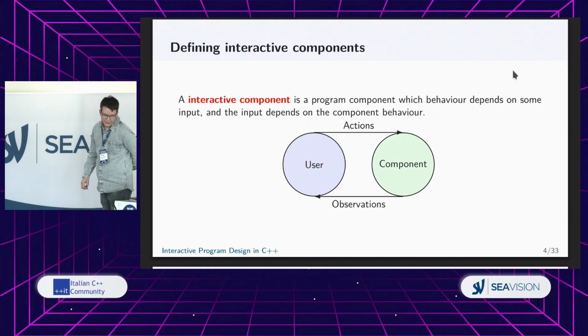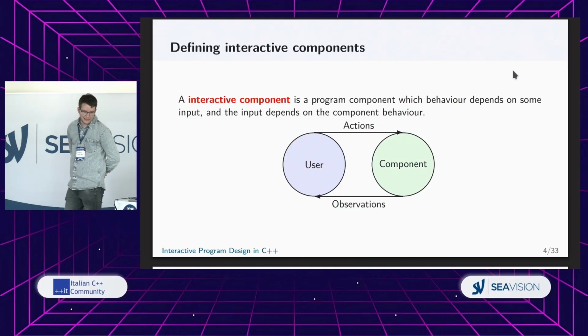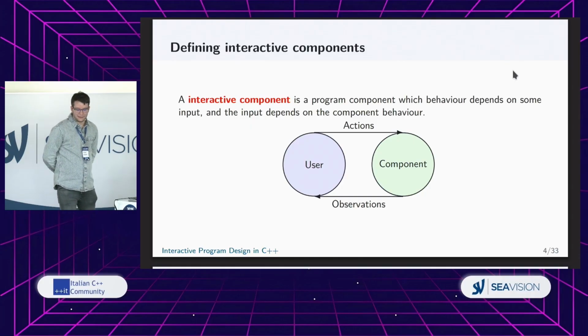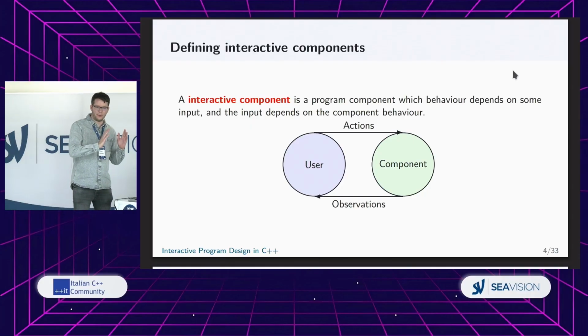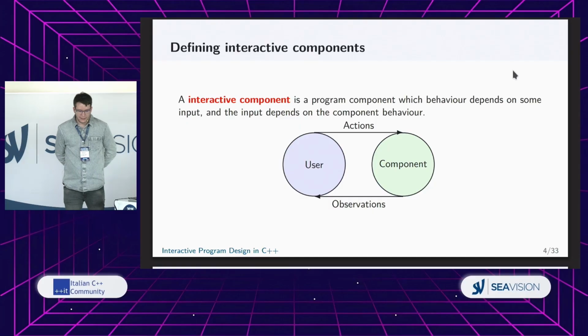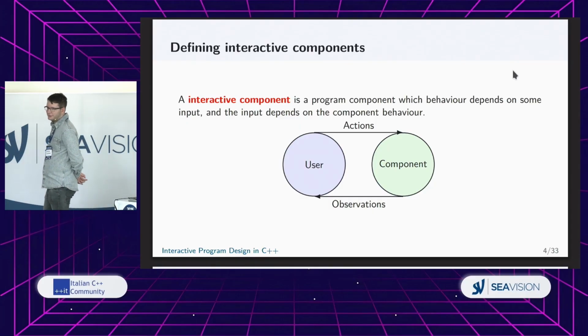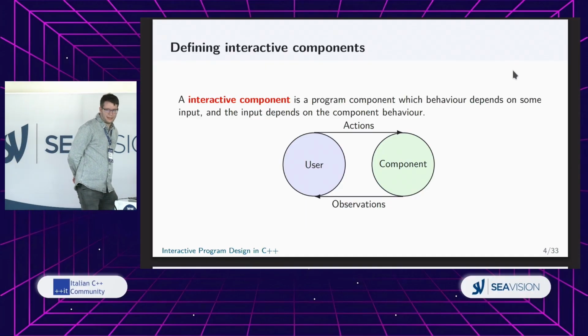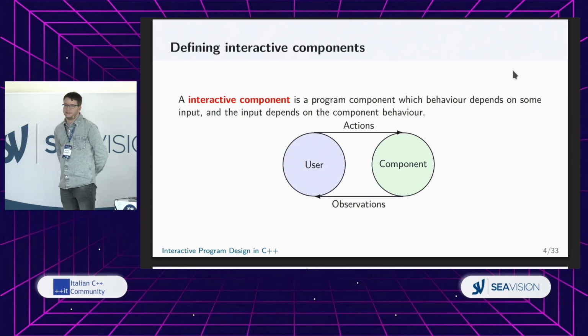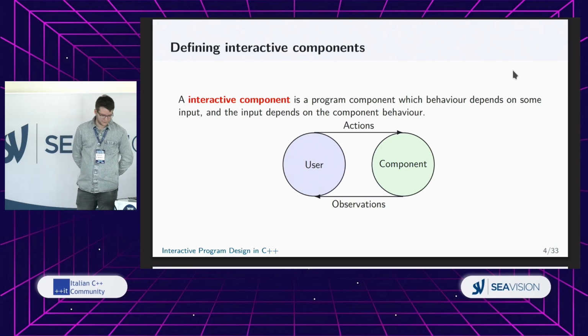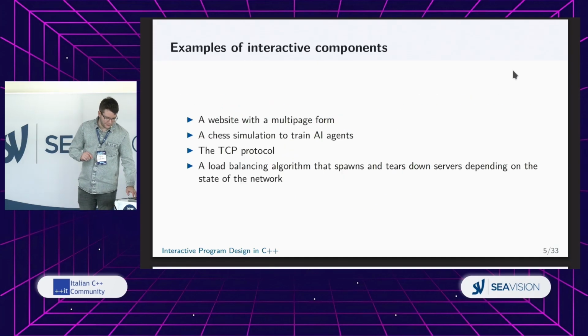Okay, as a definition of interactive program, we are going to use this definition: a subset of a program, not the whole program, is an interactive component if the behavior of the component depends on the action of a user, which might be a human or a machine, and the action of the user depends on the state of the component. Just to make a couple of examples.